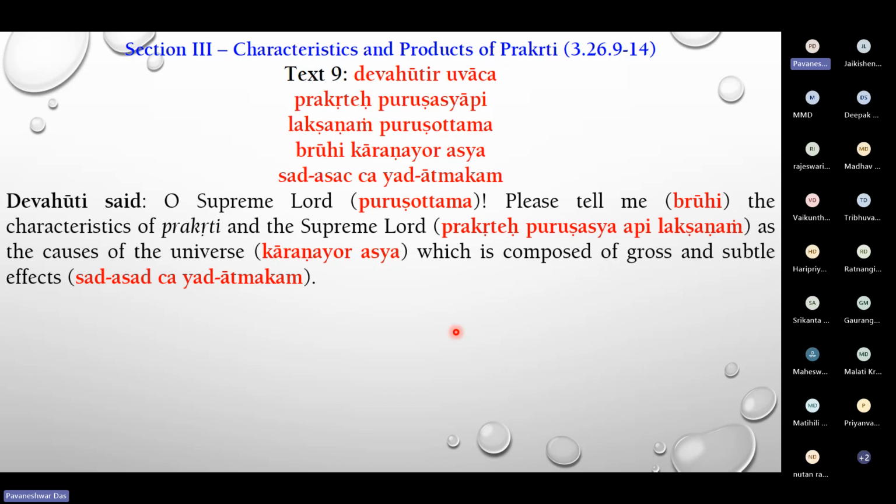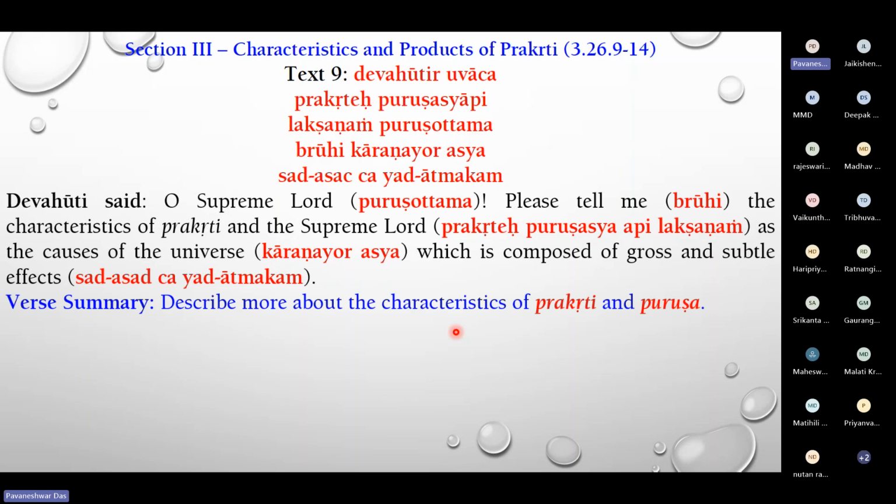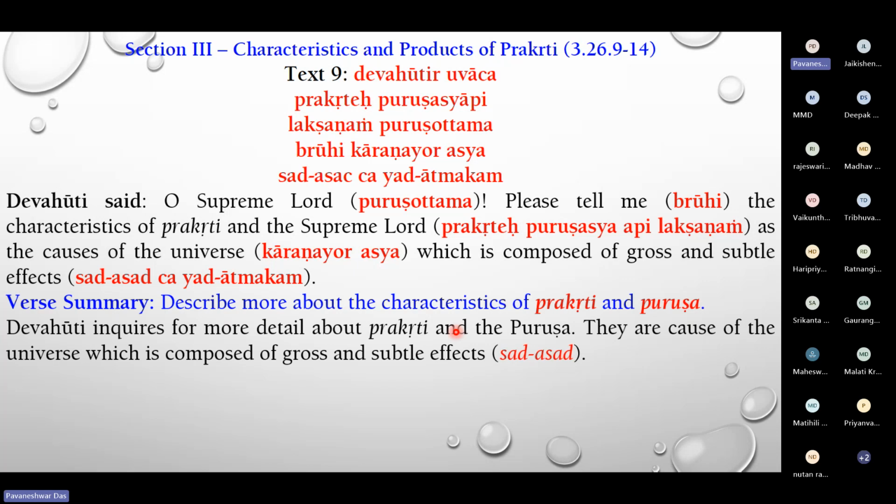And then he says, I am the doer. Then he goes through the experience of happiness and misery. All these things are happening. Please tell me in detail exactly how all these things happen. That is the question. Describe more about the characteristics of Prakriti and Purusha.